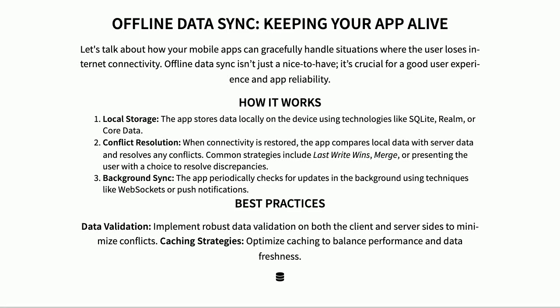Okay, let's dive into offline data sync. Basically, it means your app can still function and even provide some value to the user even when they don't have an internet connection. It all starts with storing data locally on the device. Think of it like a mini database. When the phone regains connectivity, the app then compares that local data with what's on the server, resolving any differences. There are different ways to handle those differences, from simply using the most recent change, last write wins, to asking the user directly if they want to merge the changes. It's important to validate your data thoroughly and use smart caching strategies to keep things running smoothly.